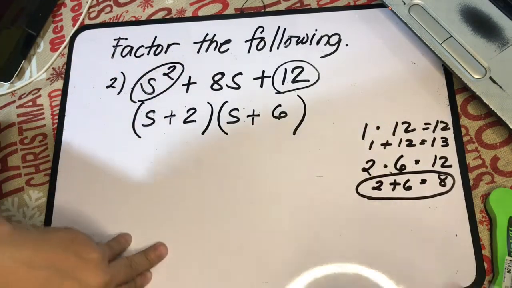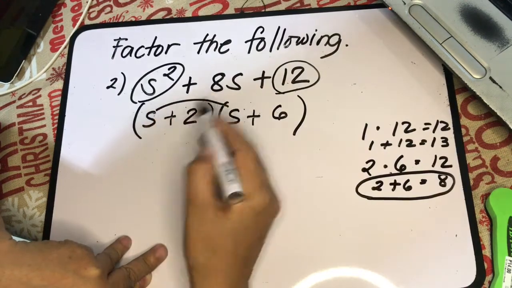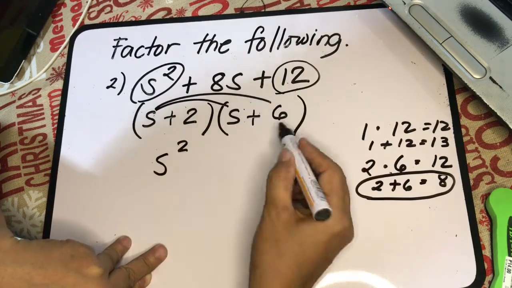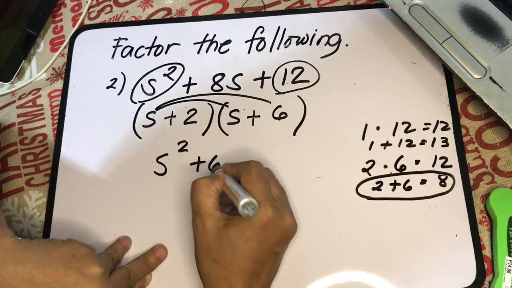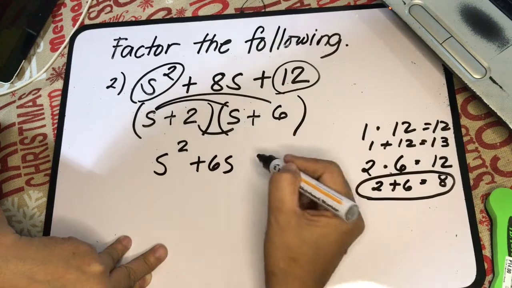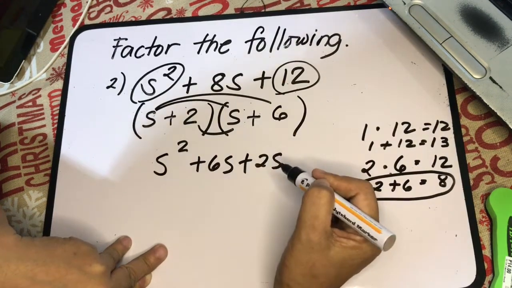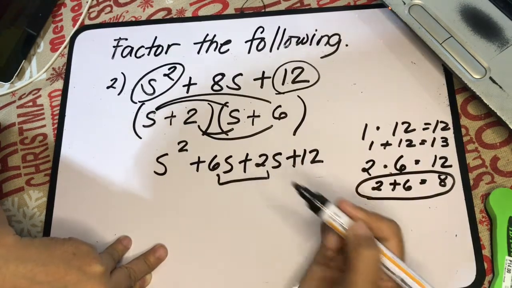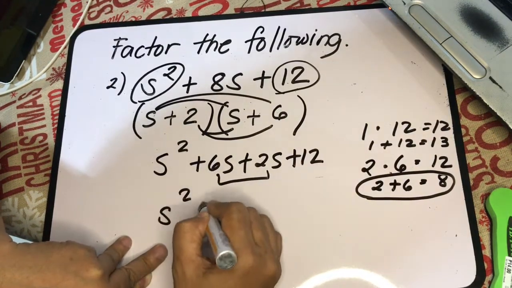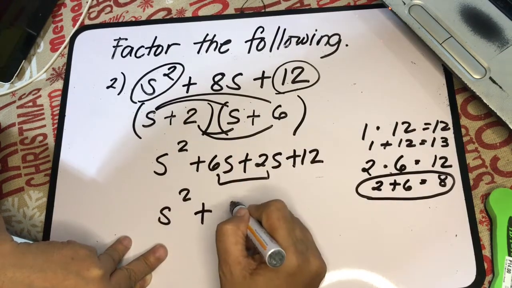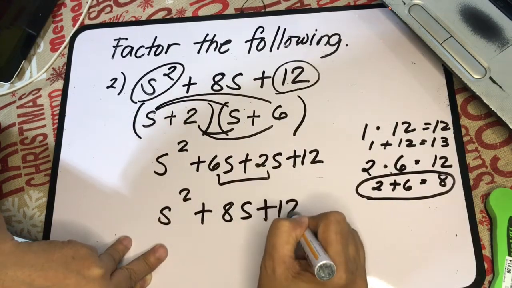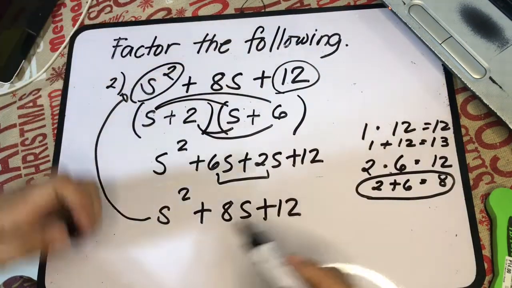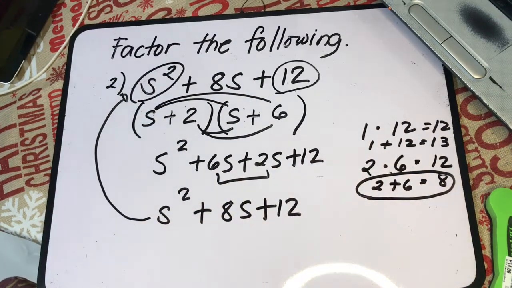Okay, let's try to check. Using the FOIL method, we will multiply s times s is s squared. Then, 6 times s is 6s. 2 times s is 2s. And 2 times 6 is equal to 12. Okay, we have similar terms. So, s squared plus 6s plus 2s, we have 8s plus 12. So, this is now the same with the original equation, s squared plus 8s plus 12.